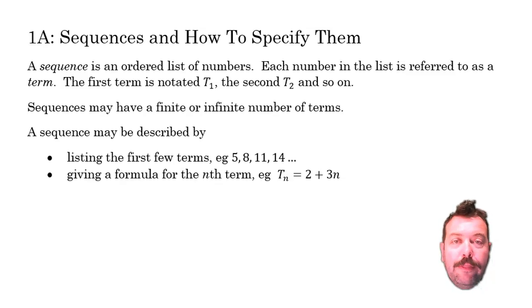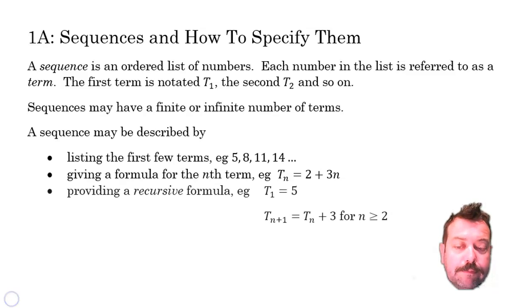Sometimes we give a formula for calculating the nth term. Now the nth term could be any of the terms. I can substitute any whole number, any ordinal number from 1 up to infinity, and substitute in there. So similar to the first sequence here, we're going to say that the nth term, Tn, is 2 plus 3n. So for T1, it's 2 plus 3 lots of 1, which is 5. T2 is 2 plus 3 lots of 2, which is 8. So that describes the same sequence.